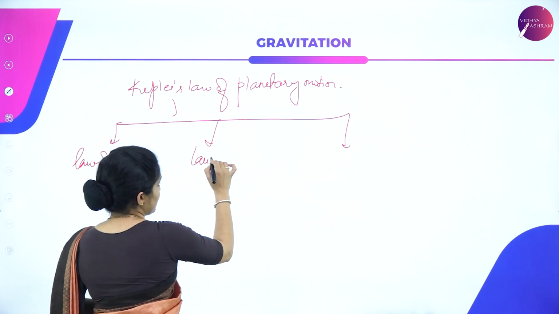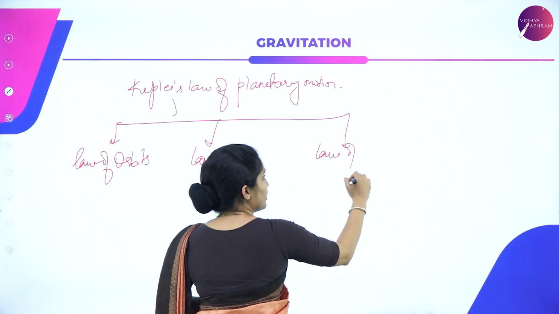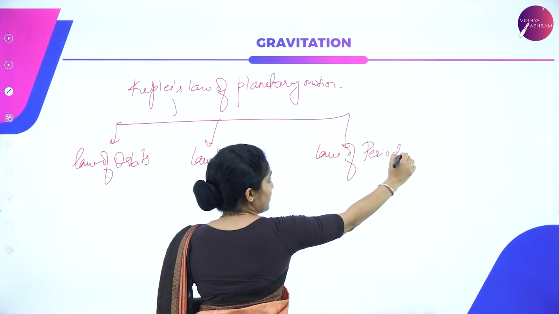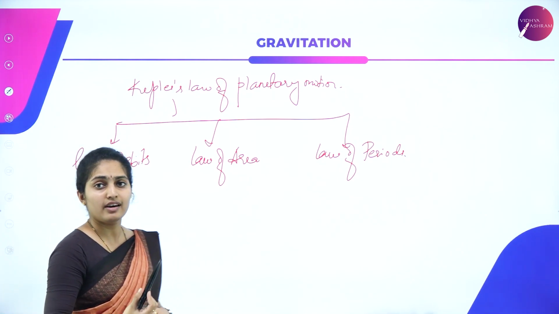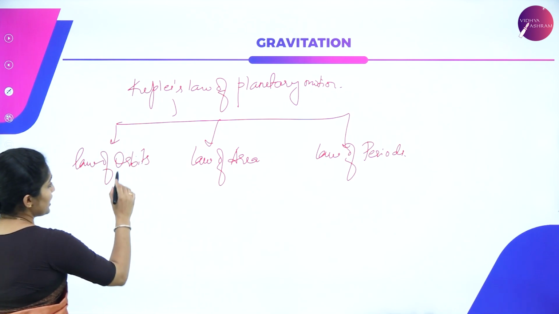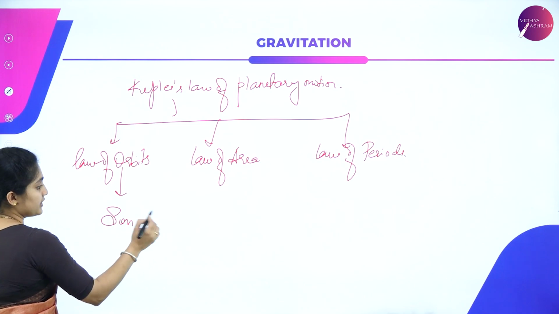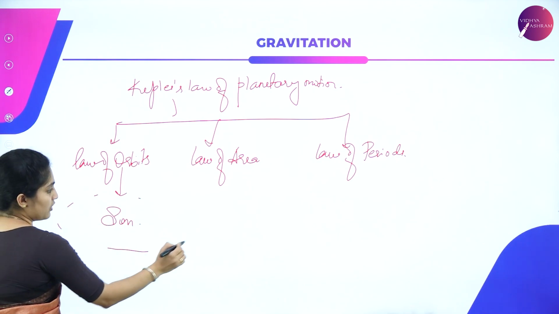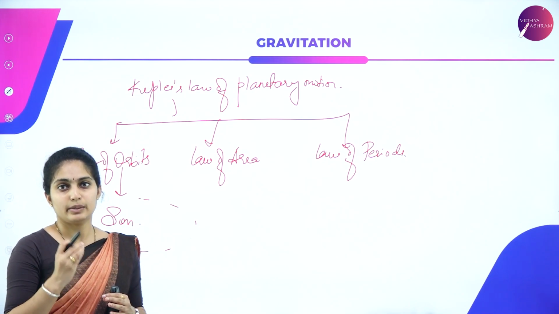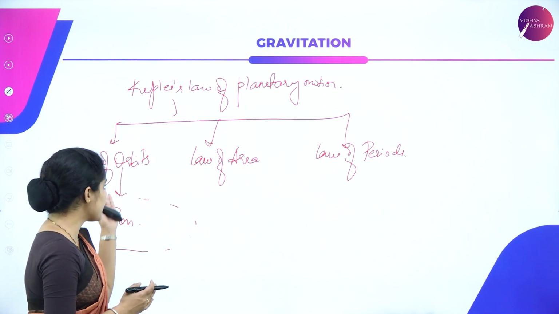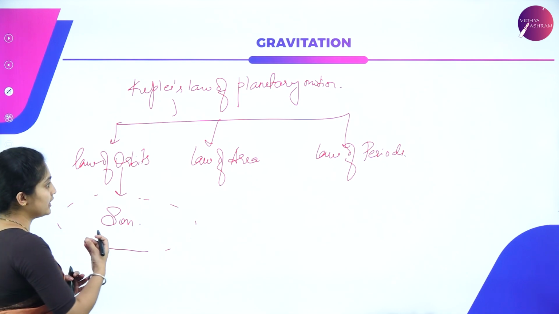Next is the law of area, the second law, and the third law is the law of periods. So we have three laws: the law of orbits, the law of area, and the law of periods. In the law of orbits, the sun is at the focus and the planets revolve around the sun in an elliptical orbit. That is Kepler's law of orbits: the orbit around the sun is elliptical.